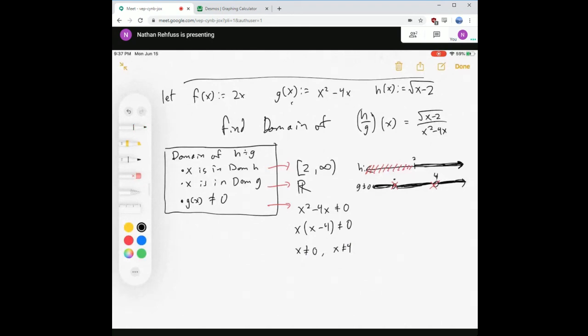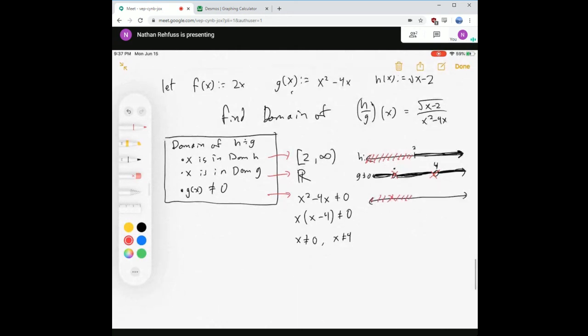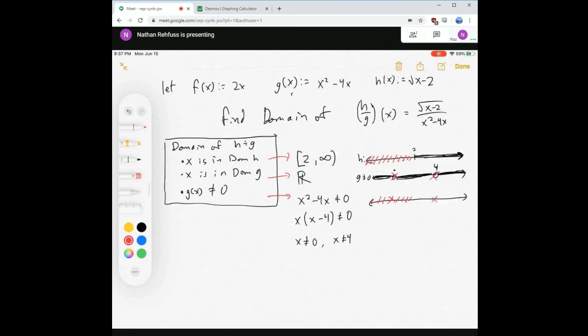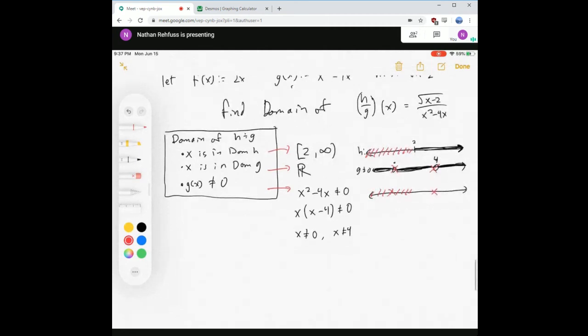So our final answer, well, let's see, none of these numbers are going to work. And this number, well, that's bad for 2 reasons. The 0 is bad for both reasons. Please update. There we go. And then 4 doesn't work. So the only numbers I have left are starting at 2, not including 4, not including 4 on the other side, going up to infinity.